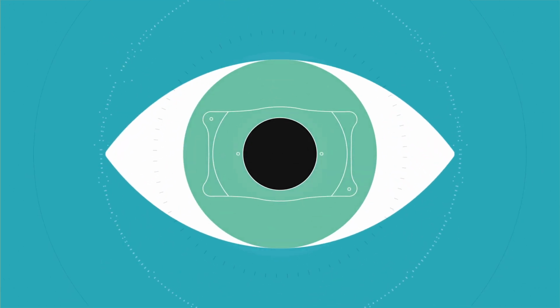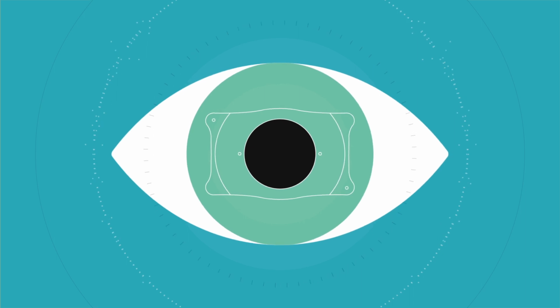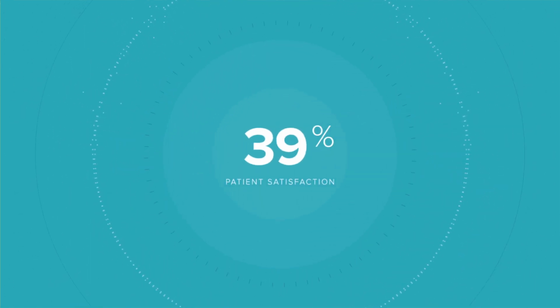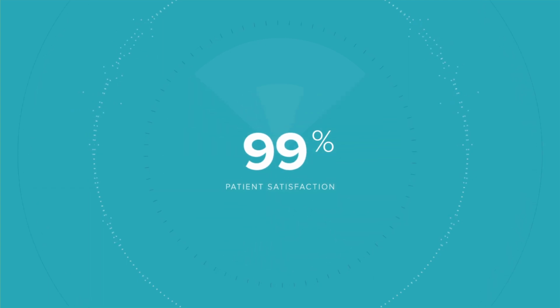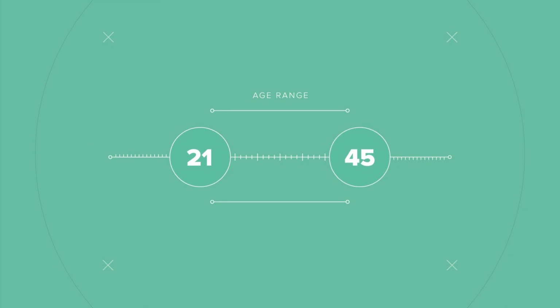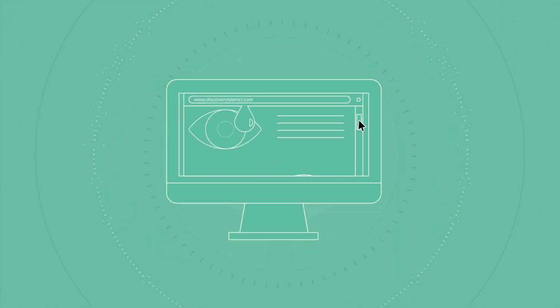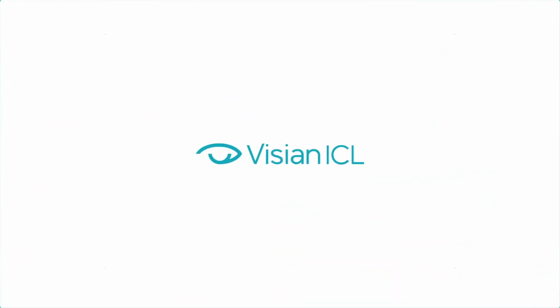So, if you qualify, break free from glasses and contacts, and turn to Visian ICL, the premium technology that can produce exceptional vision, is compatible with your natural eye, and has patient satisfaction over 99%. If you're between the ages of 21 to 45 years old, consult with a doctor or visit our website at discovervisianicl.com to learn what you've been missing with Visian ICL. An evolution in visual freedom.